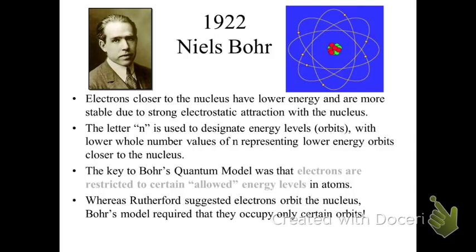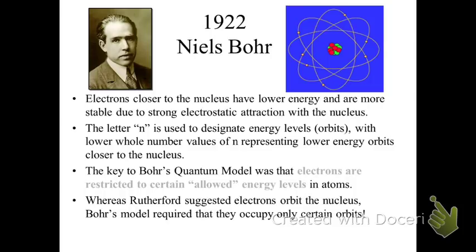Now, Bohr. Niels Bohr, we didn't really talk so much about last year, but you're going to do more this year. Bohr worked a lot with the hydrogen atom. And what Bohr realized was that electrons that are close to the nucleus are lower in energy and more stable because they're more attracted to the nucleus. So electrostatic attraction is fancy words for positive and negative attract.